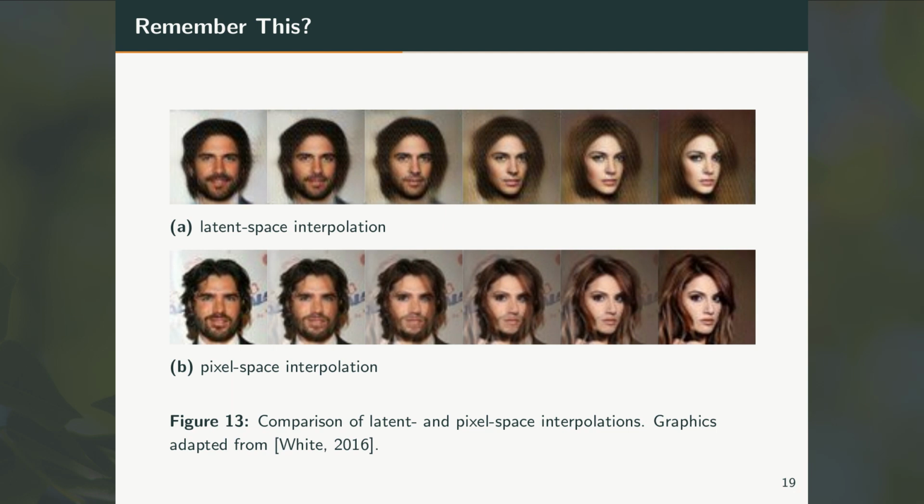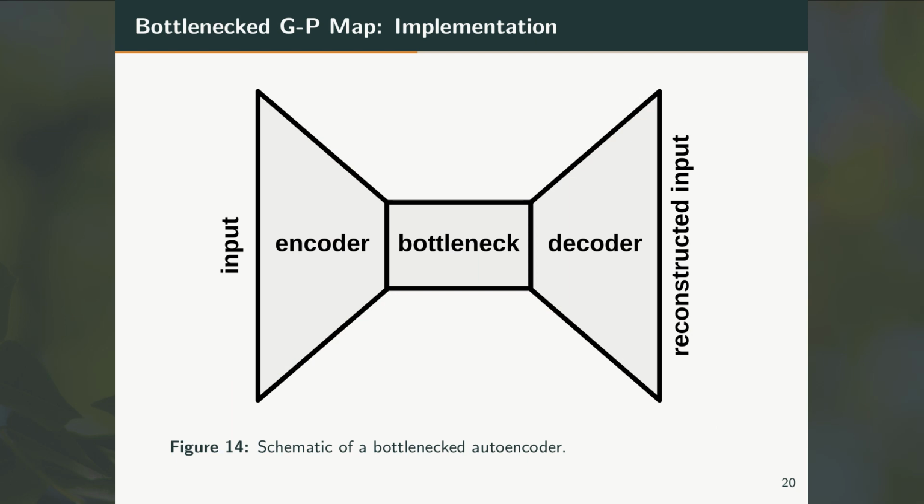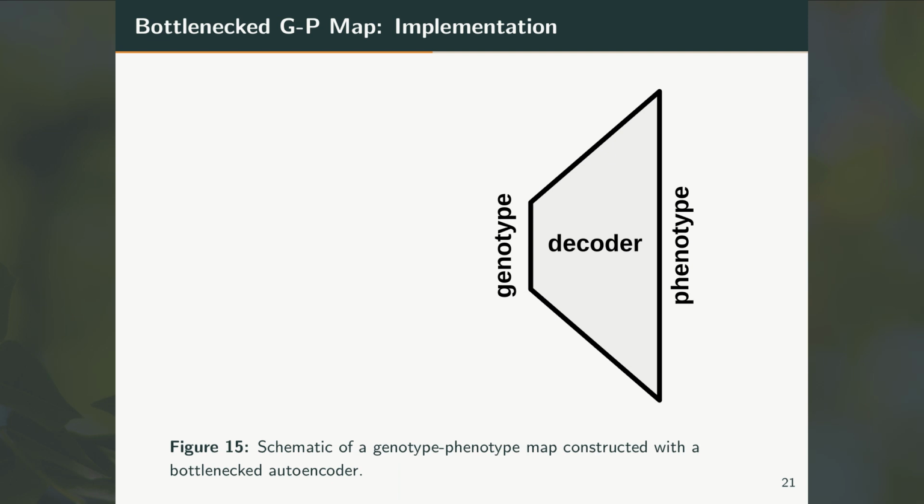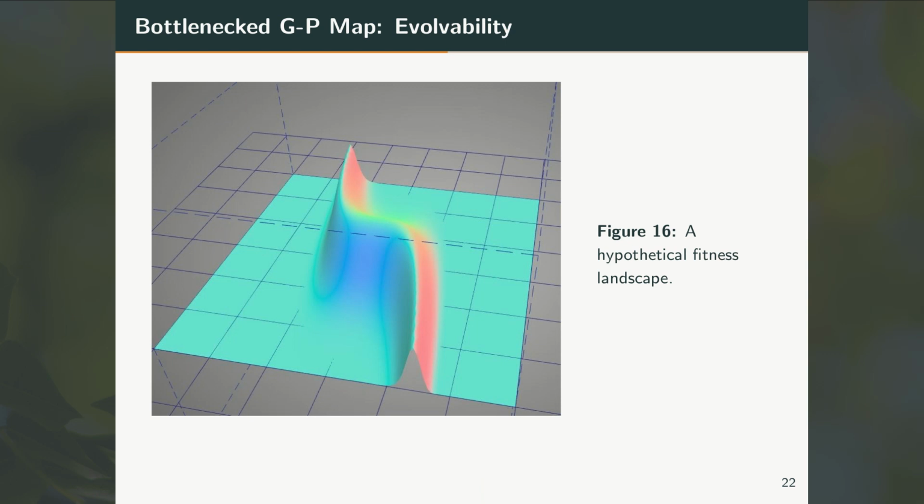So how can we get this from a genotype-phenotype map? Well, what we're going to do is take an autoencoder, right? And we're just going to karate chop off everything except the end part, the decoder. And now our genotype space is going to be equivalent to that interesting latent space that we've been talking about. So to get a sense for the evolutionary implications of this, let's look at a really simple hypothetical example.